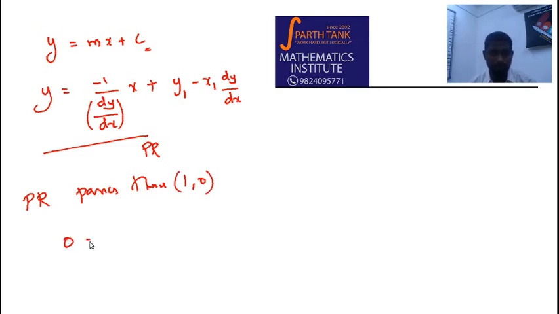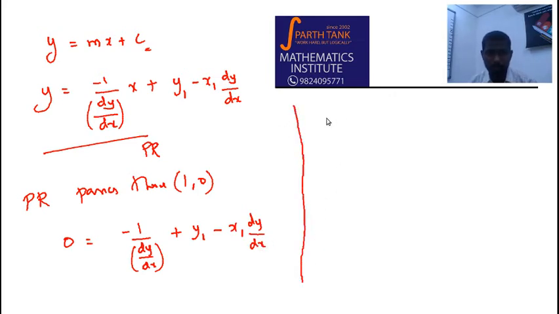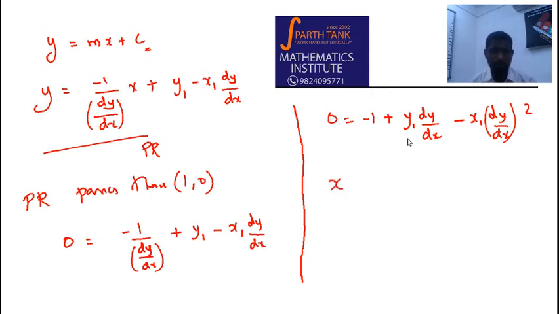Okay, so substitute 1, 0 here. I get 0 is equal to minus 1 by dy by dx into 1 plus y1 minus x1 dy by dx. Multiply both sides by dy by dx and you get 0 is minus 1 plus y1 into dy by dx minus x1 into dy by dx the whole square. Or you rearrange this and substitute, and since x1 y1 can be any arbitrary point, replace them by x y to get the differential equation.